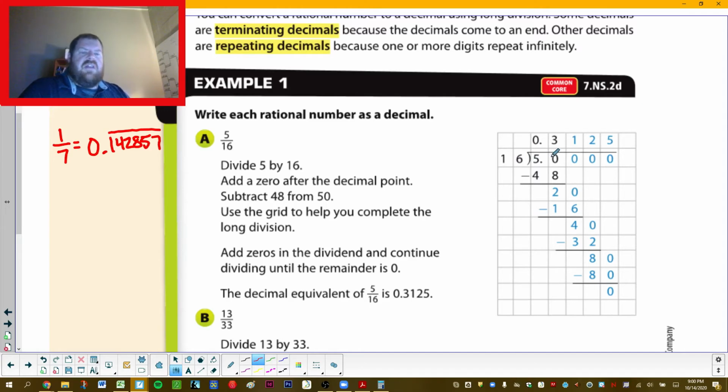Can I fit 16 into 50? Yes, 3 times. Then we multiply. 3 times 16 gives us 48. And then we subtract. 50 minus 48 is 2. Bring down and repeat. Okay, until we get to this 0.